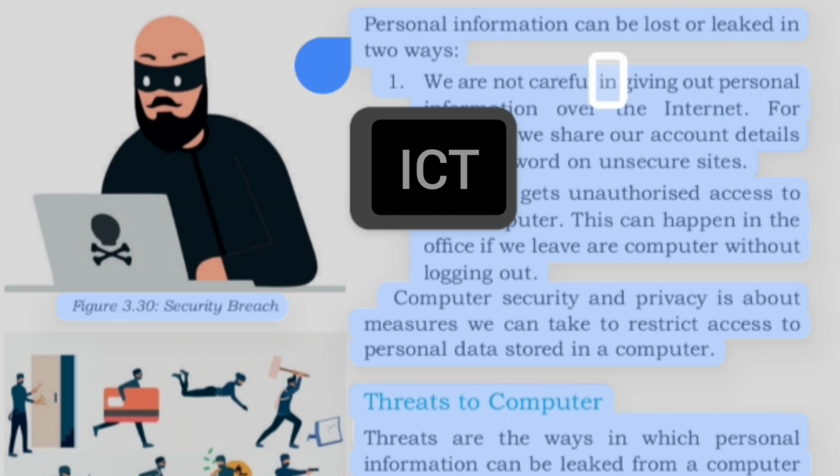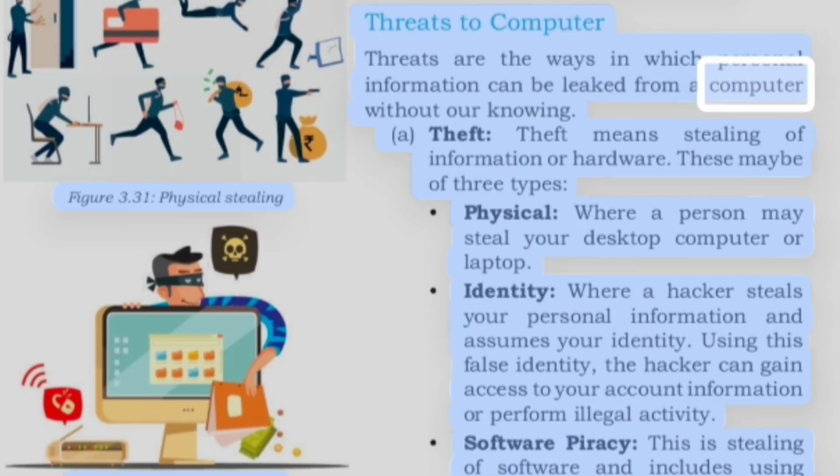1. We are not careful in giving out personal information over the internet. For example, we share our account details and password on unsecure sites. 2. A person gets unauthorized access to our computer. This can happen in the office if we leave our computer without logging out. Figure 3.30, Security Breach. Computer security and privacy is about measures we can take to restrict access to personal data stored in a computer. Threats to computer. Threats are the ways in which personal information can be leaked from a computer without our knowing.